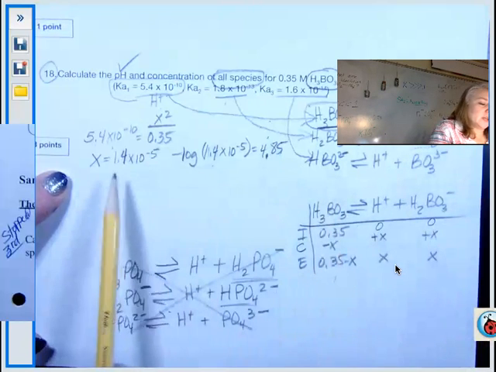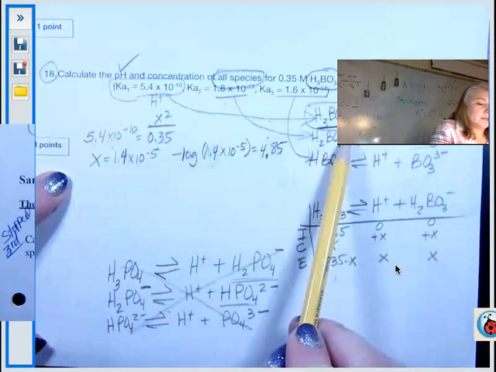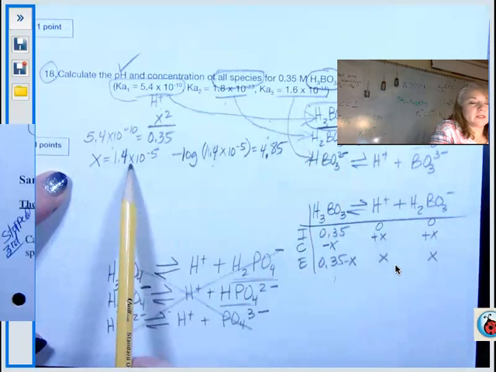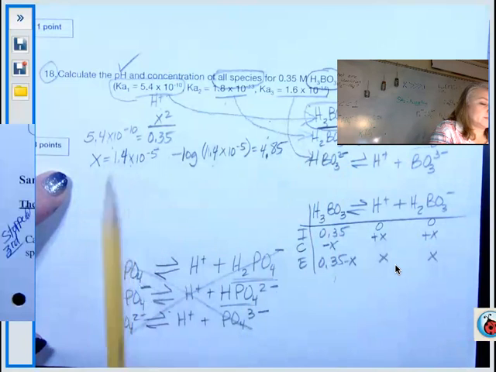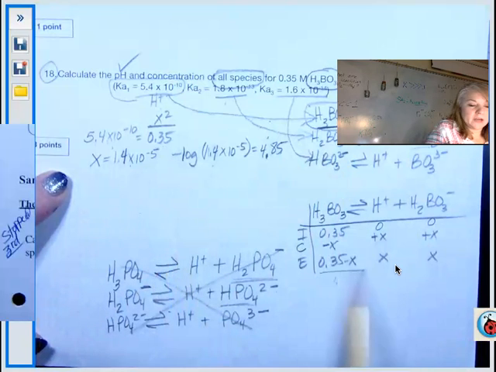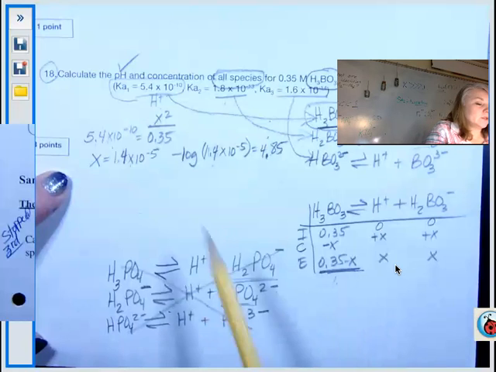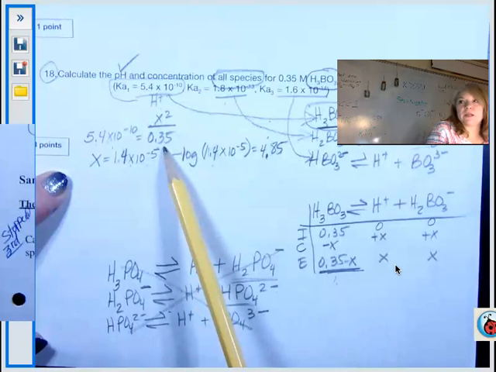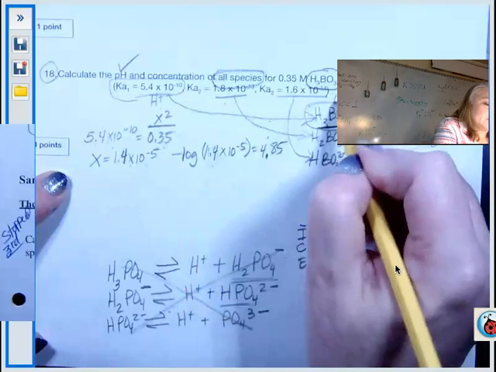The concentration of your H3BO3, what are you going to get when you take 0.35 and you subtract 1.4 times 10 to the negative fifth? Do that in your calculator right now. Let's see what you get. Because remember that we're looking for the equilibrium value of that species. 0.35. Exactly. Look how small this number is compared to your original amount. It didn't make a difference significant figure-wise, did it? So it's still actually 0.35.